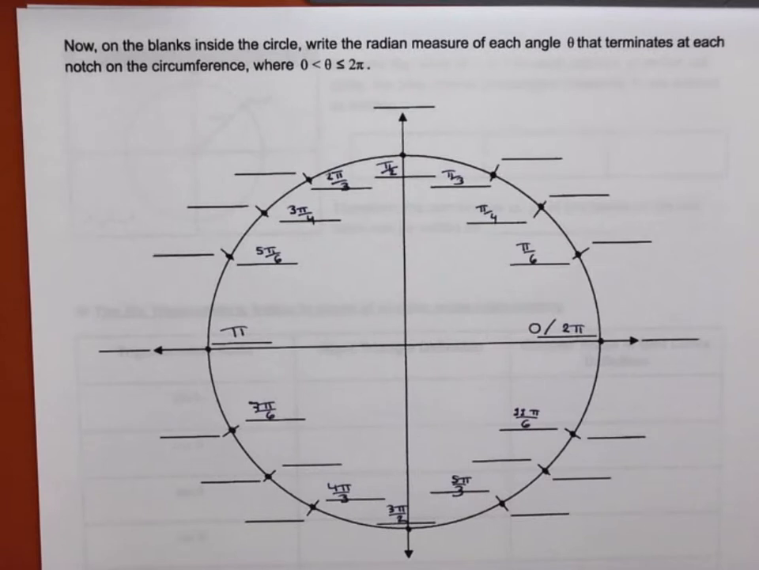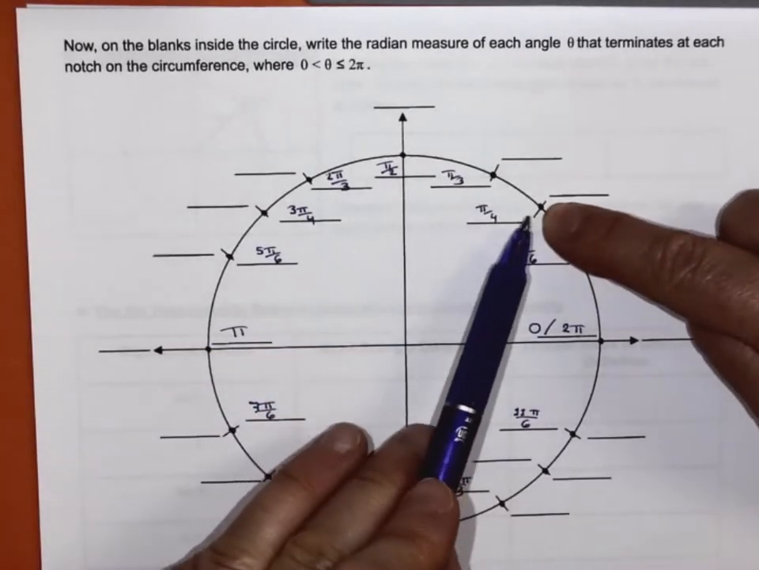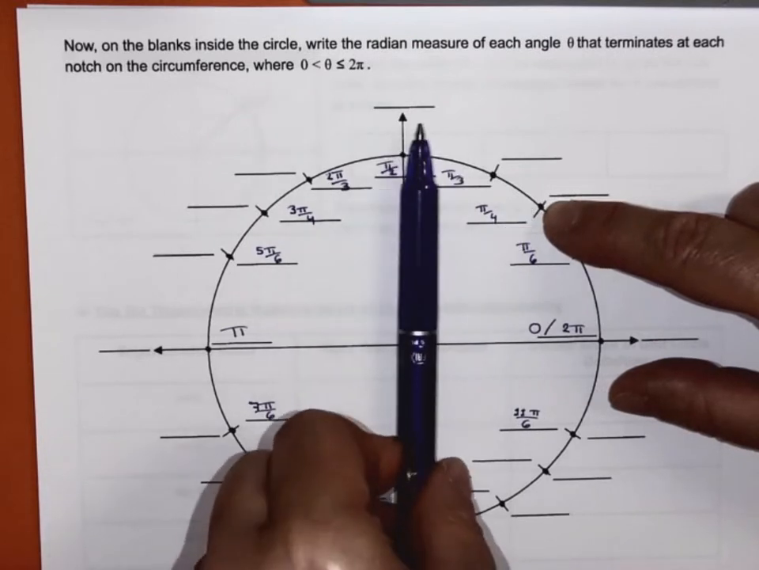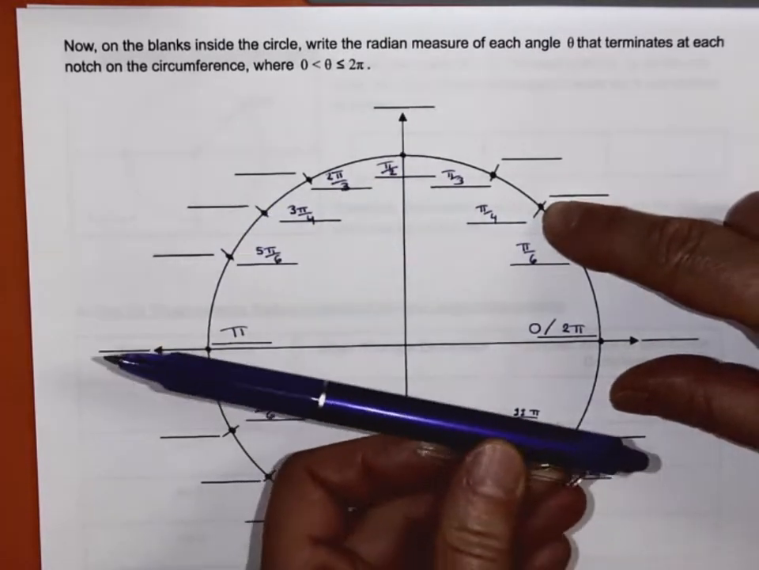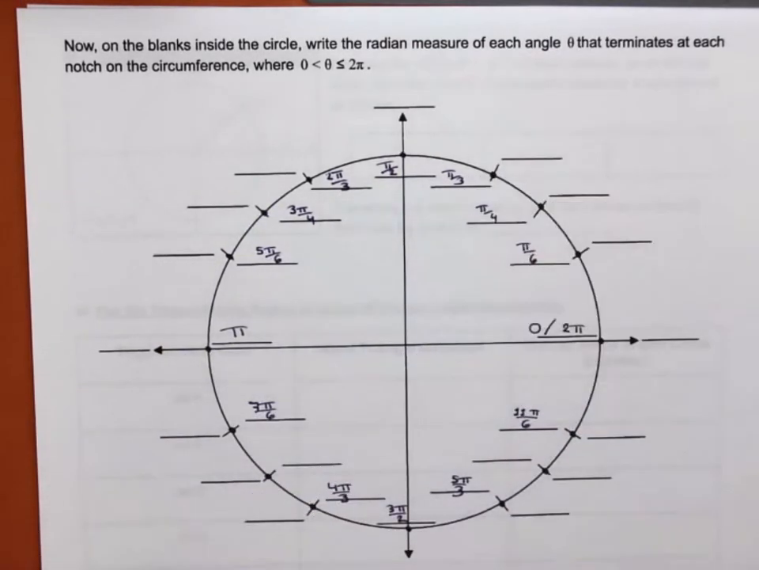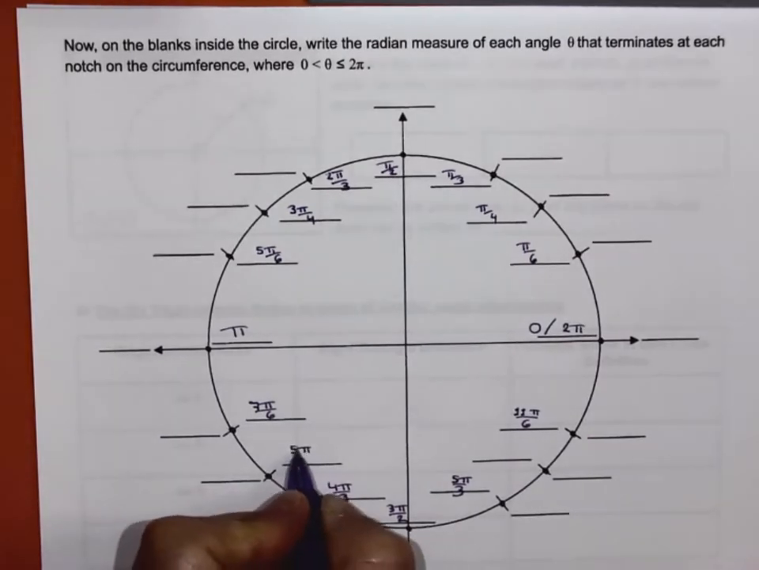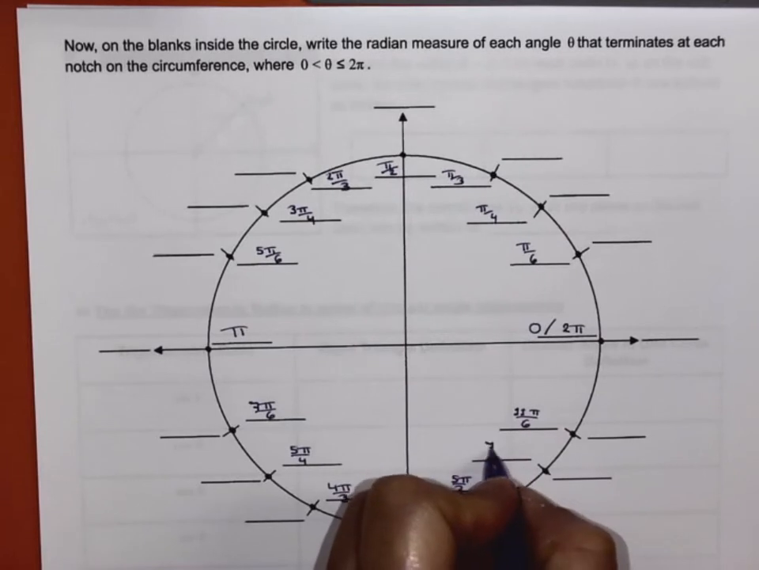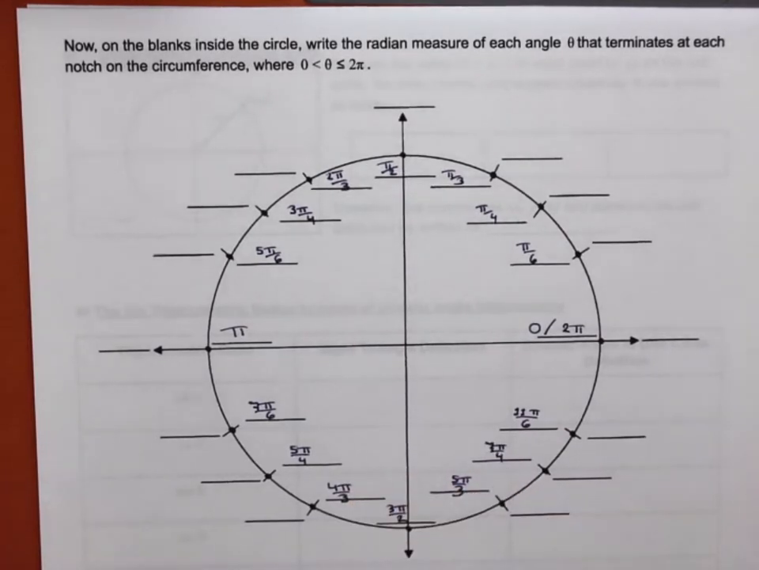And now I skipped some pi over 4, right? So 45-degree angle. Pi over 4, 2 pi over 4, 3 pi over 4, 4 pi over 4, 5 pi over 4, 6 pi over 4, and 7 pi over 4. And we have them all. Alright, so we have all our radians.